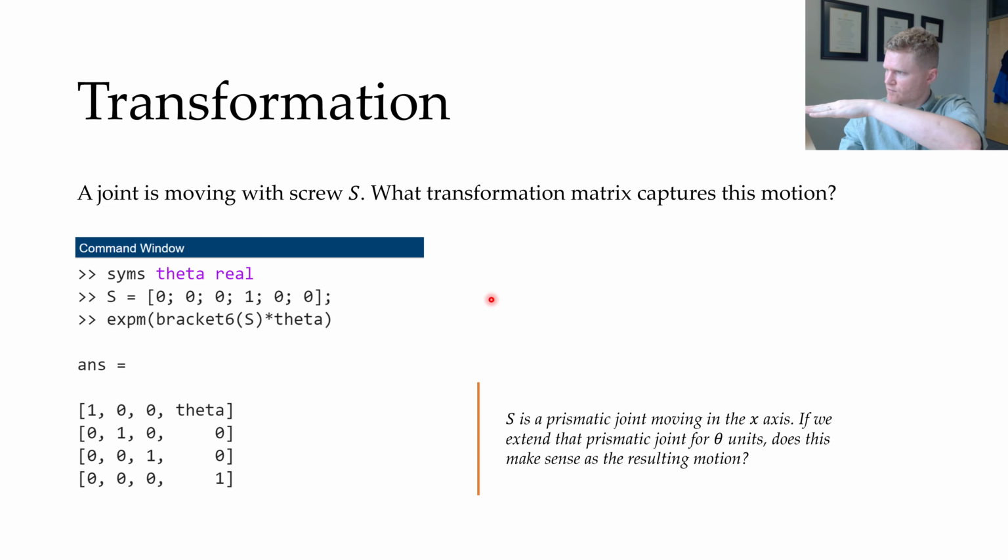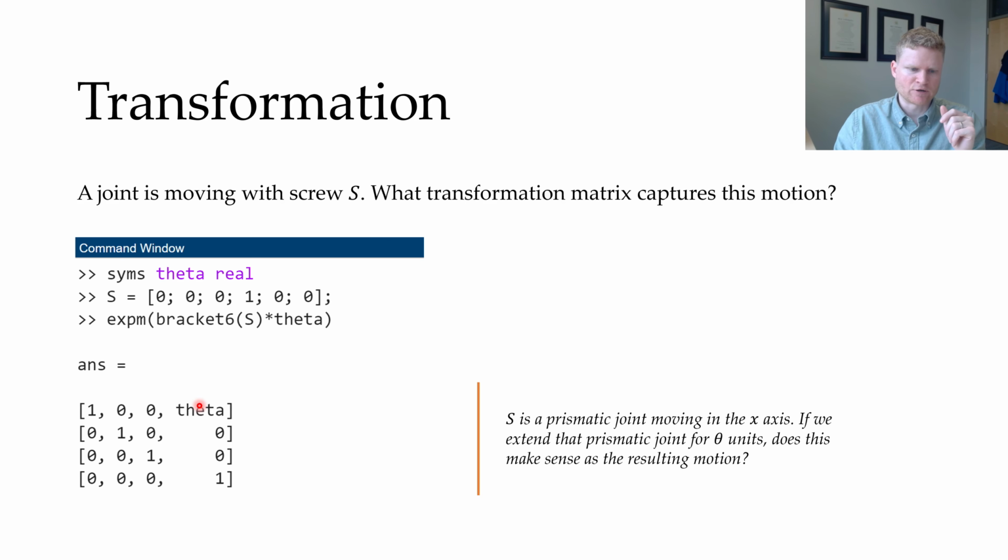So I'm saying, hey, I'm moving along this screw axis by theta units. Tell me what the right transformation matrix is that captures that motion from the spatial frame. Here's the answer I get. You can double check that this is a valid transformation matrix. It's got the identity matrix here, and it's got a position vector, and it's got 0, 0, 0, 1 on the bottom. It makes sense to me that I've got identity for my rotation matrix because I'm not rotating, right? It's a prismatic joint. I'm just extending and retracting, so I shouldn't really see any rotation.